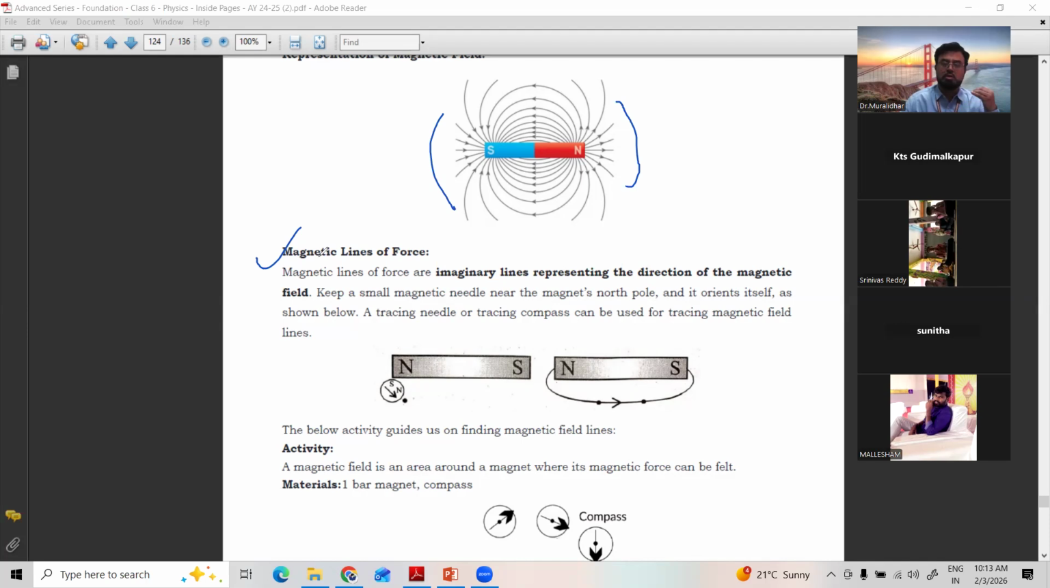So, the lines of force are the lines around the magnet, which always start from the North Pole and terminate at the South Pole, which are parallel to each other. No two lines of forces intersect with each other.